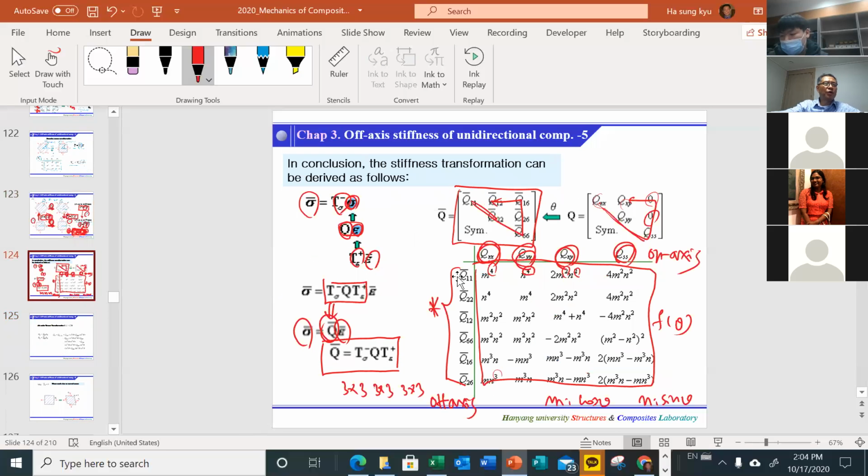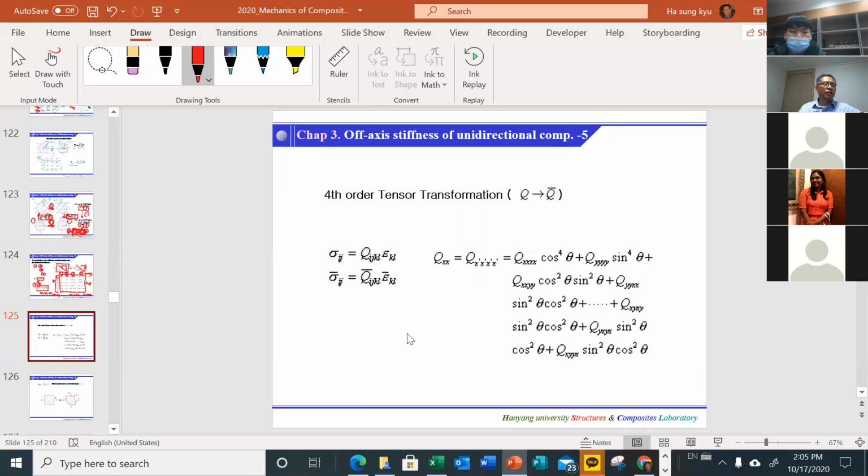Actually, this one we use only two indices, Q11, for example. Q11 is not the fourth order, I mean the second order. So actually Q11 comes from sigma 1, right? And this one comes from epsilon 1. And actually this one is sigma xx, and this is epsilon xx. So this one is actually Qxx, and this is a fourth order tensor.